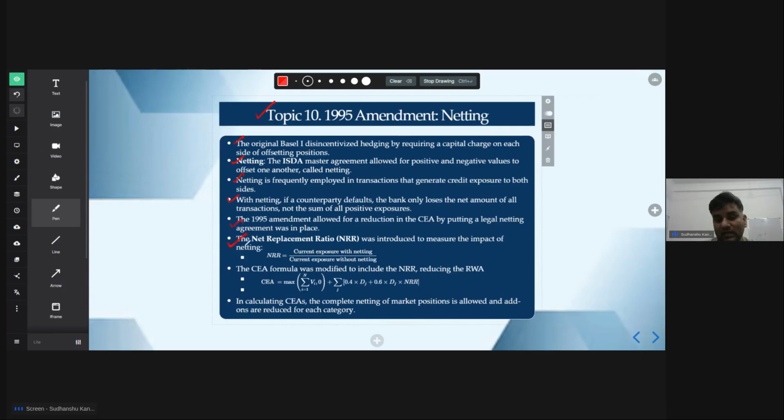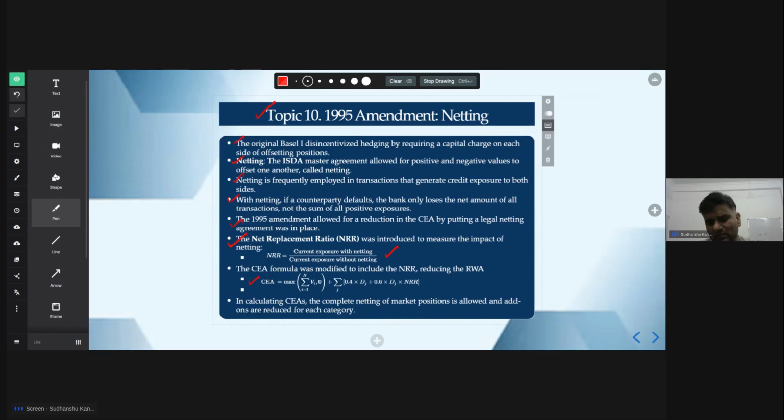And there was a formula, net replacement ratio, NRR, which was nothing but your current exposure with netting divided by current exposure without netting. Why do we do it? Because we are trying to measure how effective your netting is. Similarly, the lower the NRR, the greater the capital relief. And then we have modified CEA = max(V, 0) + (0.5 J + 0.6 DJ) × NRR. Interpretation is 40% of add-ons are always charged, 60% are scaled down by netting efficiency.